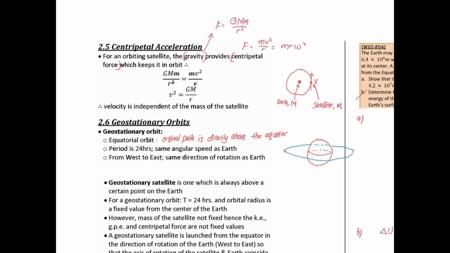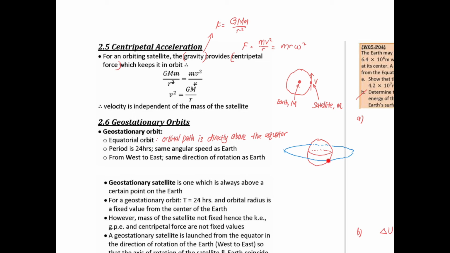In that case, we know that the Earth is spinning, and the satellite must always stay above Malaysia. Imagine that at one moment, Malaysia is located here, and the satellite has to be right above Malaysia. When the Earth spins until it reaches the other side, we have to make sure that the satellite is still above Malaysia.